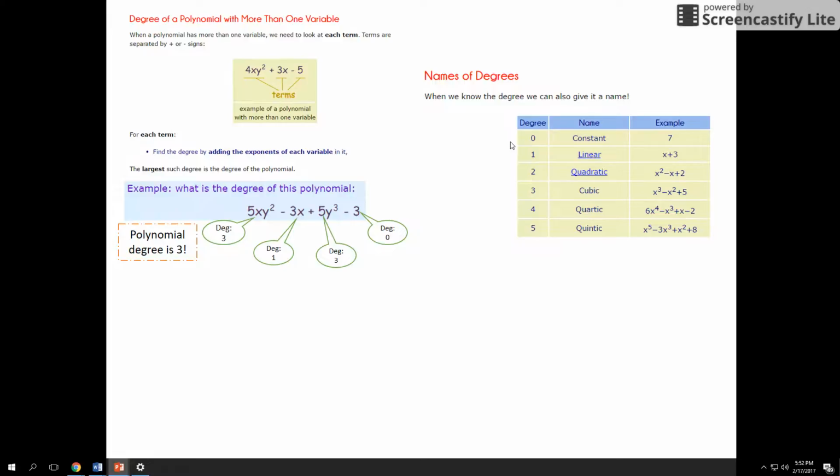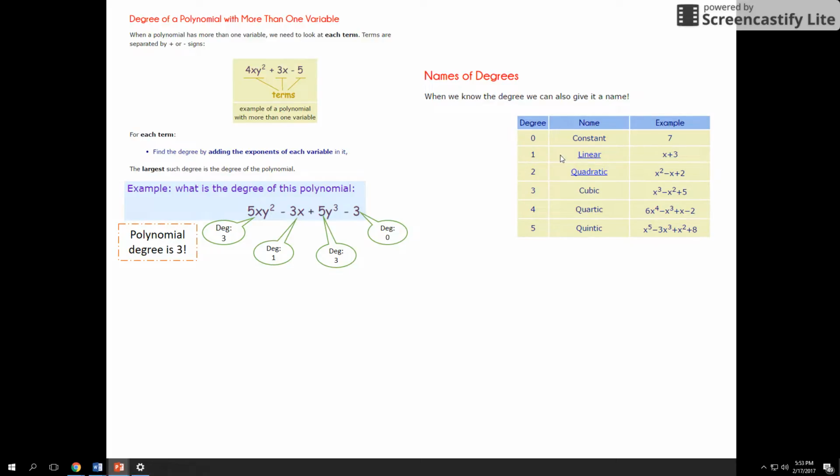The very last thing we want to talk about today is how do you name polynomials based on their degree? If you have a 0 degree polynomial, which means it has no variable, you will call that a constant. A variable with a 0 degree is a constant because it doesn't show up. What we learned in our last unit was that any variable to the 0 power was 1. So the variable doesn't show up. That makes that a constant.